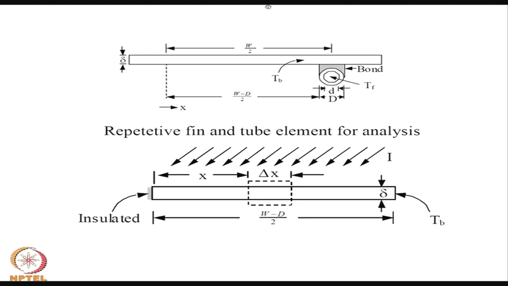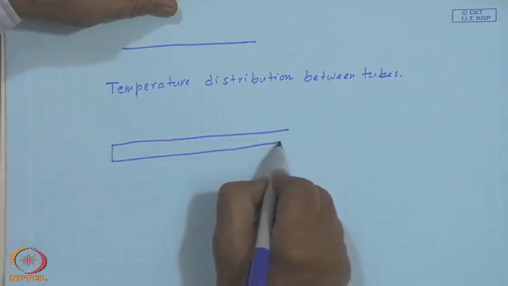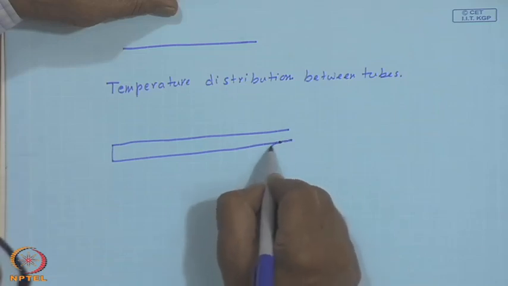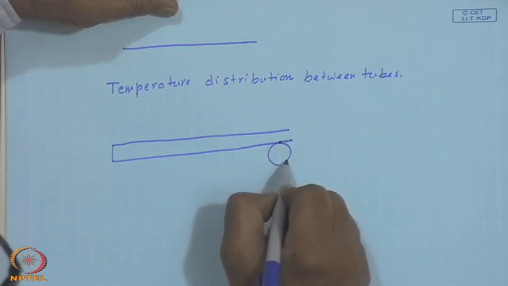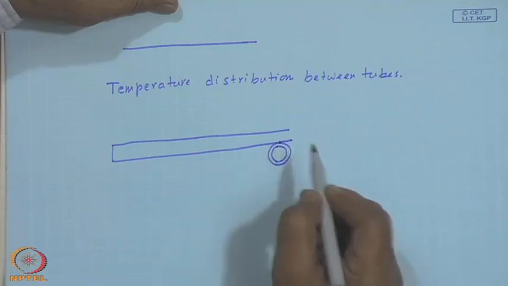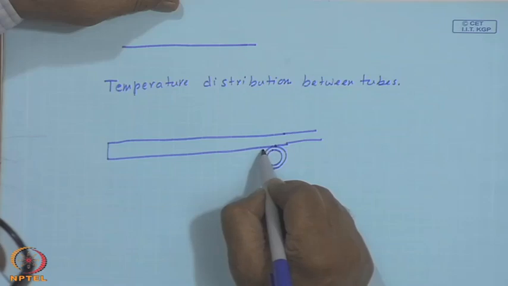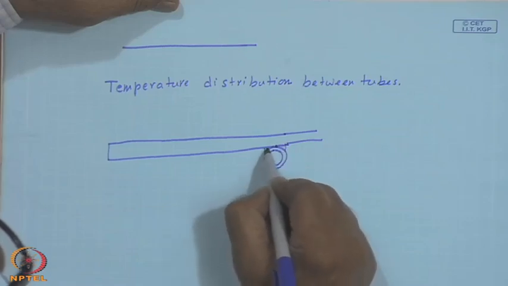So, that is what the picture is. So, this is half of the sheet, of some thickness delta, and here is the tube with inner diameter D i and outer diameter D naught, and this continues of course, and here is the bond.